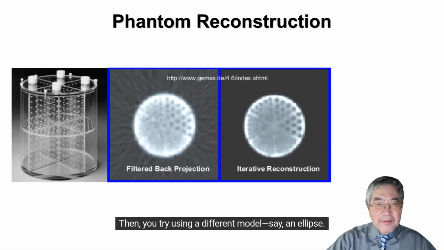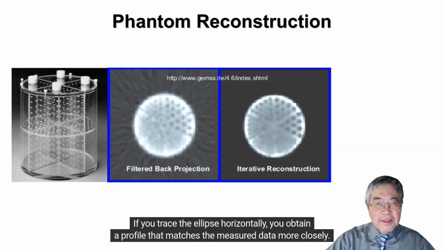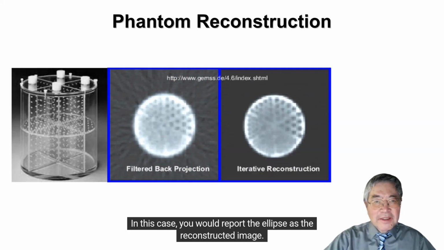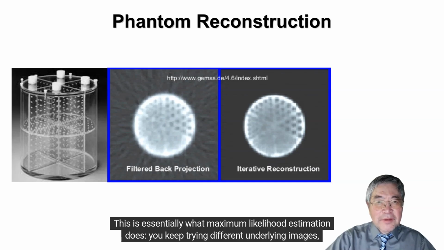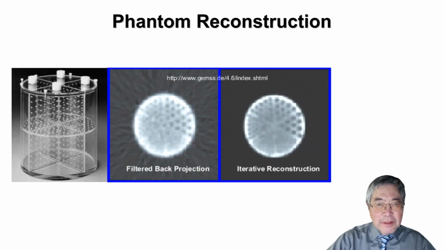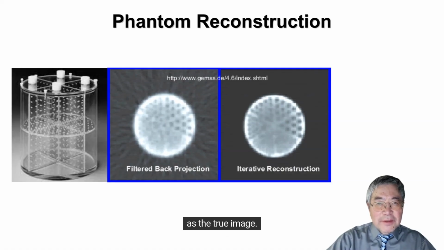Then you try using a different model, say an ellipse. If you trace the ellipse horizontally, you obtain a profile that matches the measured data more closely. This suggests that the elliptical model fits best. In this case, you would report the ellipse as the reconstructed image. This is essentially what maximum likelihood estimation does. You keep trying different underlying images, generate simulated measurements, and compare them to the actual data. When the simulated measurements maximize the probability of matching the real ones, that candidate is taken as the true image.